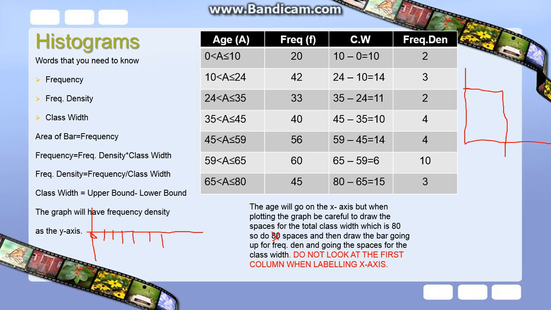Next one's 14. So you count 14 spaces from the 10 there. So 14 is about here, guys. Sorry for that line. Class width of 14 and frequency density of 3, and that's the bar. Bars have to be together in a histogram. Do not show them separate. And yeah, I think that's my histogram video ended, guys.